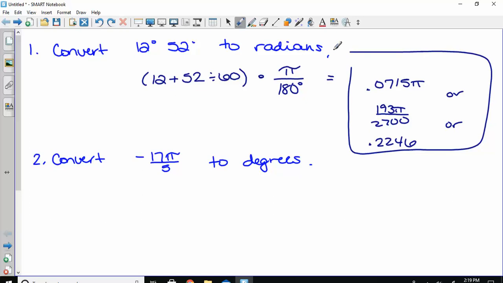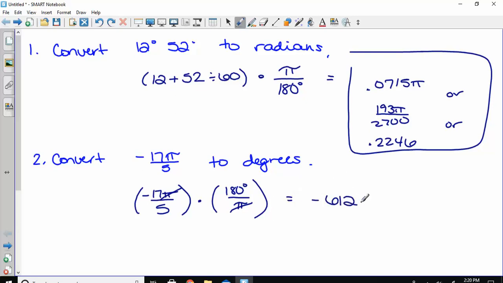What if I want to go the other way? So if I said I have radians and I want degrees, you just put the fraction. So in this, the pi's drop. The negative doesn't change anything. We just have negative 17 over 5 times 180. So we get negative 612. But if I just write that, I'm going to count off. Why? Degrees. We are to that point.